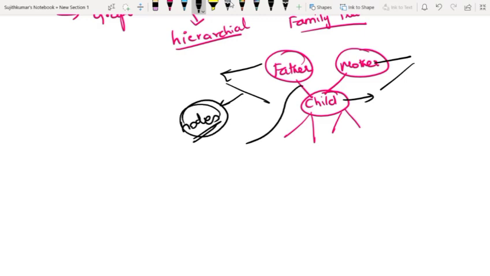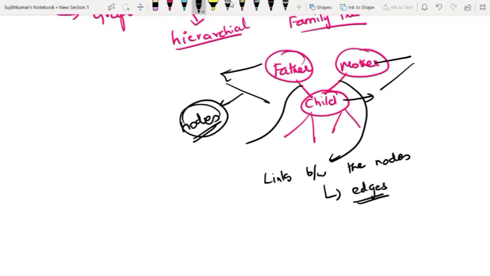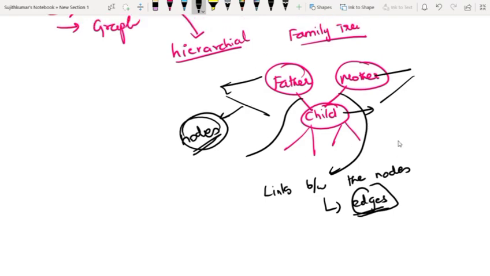Whereas the links between the nodes are called edges or links. An edge is basically something that connects the nodes. So that's the introduction on trees.